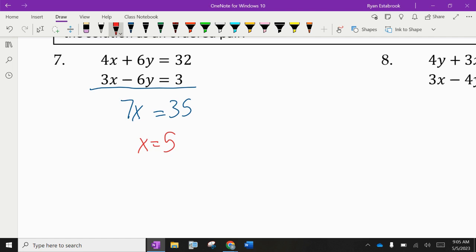But we still need y. Plug it in. You could plug it into the top equation. You could plug it into the bottom equation. It doesn't matter. I chose the bottom because smaller numbers. So plug 5 in for x into one of those equations.